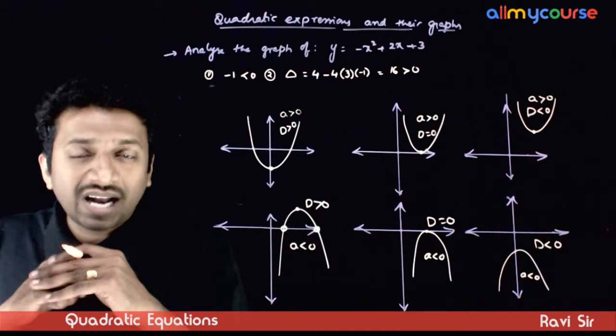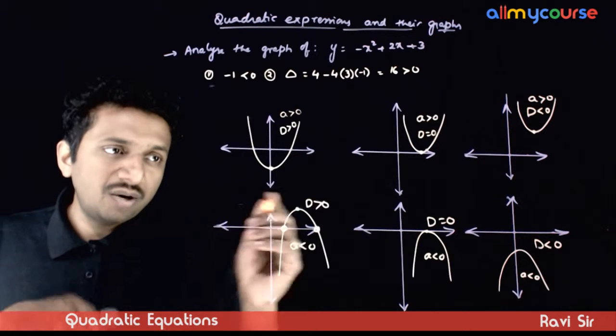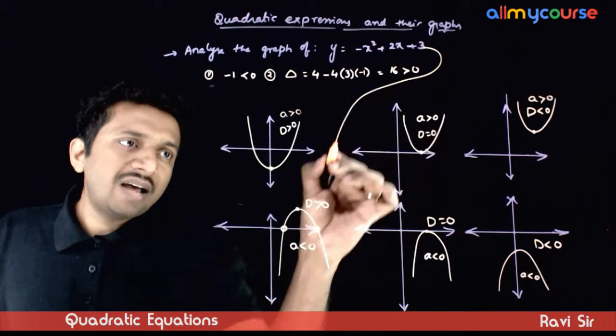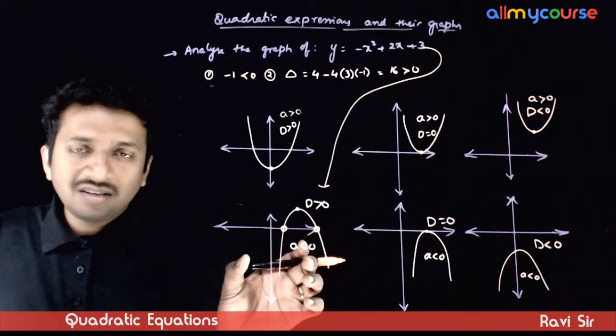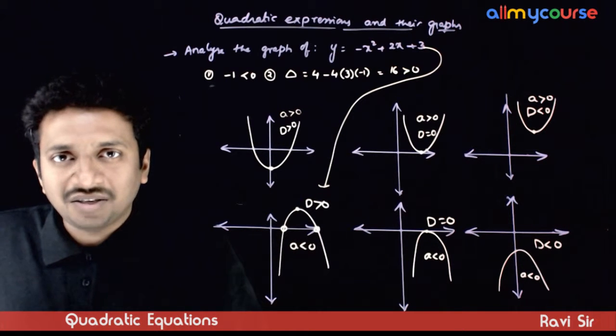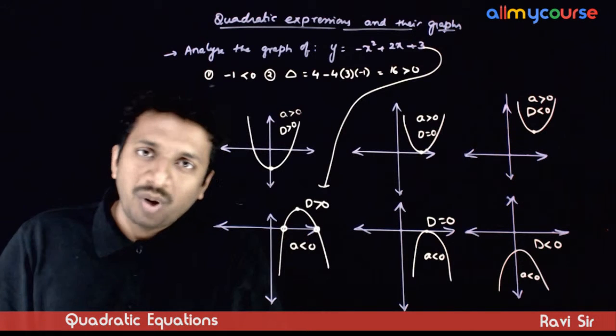That means the graph cuts the x-axis at two distinct points. So we are looking at this case. So this graph comes in the case of a less than 0 and D greater than 0. Downward parabola which cuts the x-axis at two distinct points.